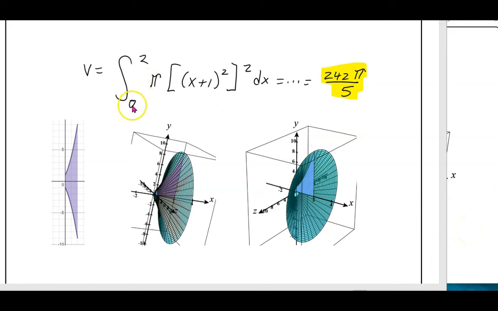The formula is pretty simple. Go from x equals 0 to x equals 2, pi times r, which is given by the function value on the parabola, (x plus 1) squared, squared. Make sure that you remember that just because the function has a square, that doesn't count for the pi r squared that's in the formula. You have to square it again. Take a moment to pause the video and work out the calculus to be sure that you also come up with the value 242 pi divided by 5.